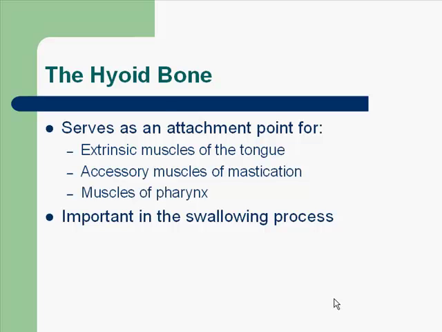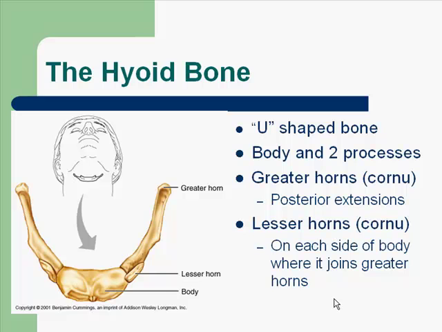Again, it serves as an attachment point for the extrinsic muscles of the tongue, which we will be talking about in the next couple of learning units, as an accessory muscle of mastication, and for muscles of the pharynx. This is an important bone for the swallowing process. It helps to make sure that what you swallow doesn't go into the respiratory tract. Again, I have a tendency to repeat myself.